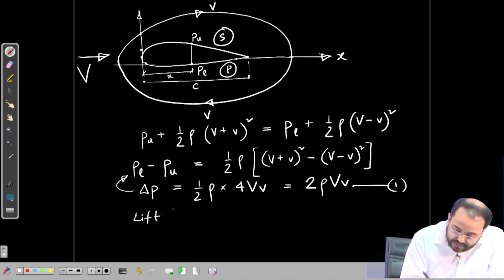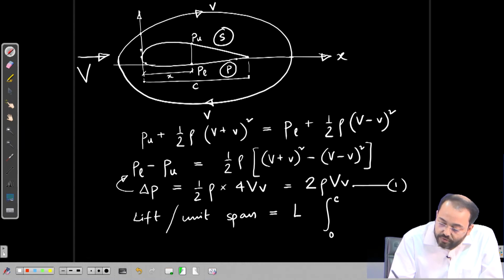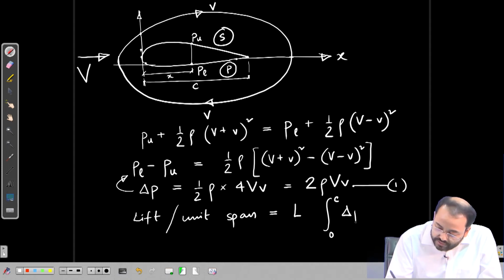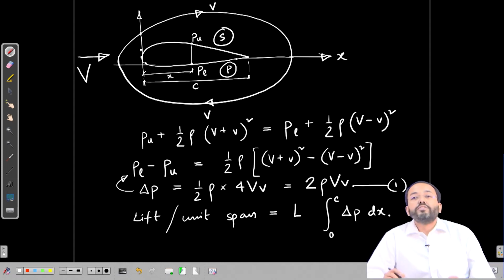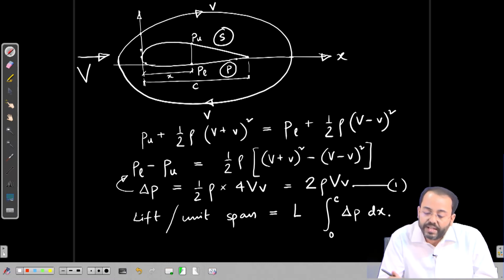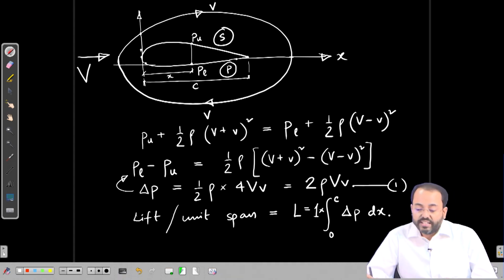The lift per unit span is L equal to the integration from 0 to c, which is the chord length, of del P dx. So, the integration of this pressure difference over the area, area meaning length into the width. Here we are taking the unit span, so we just multiply by 1, right.